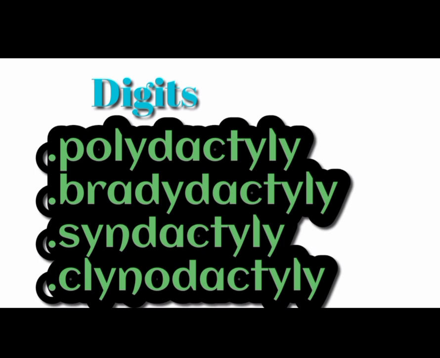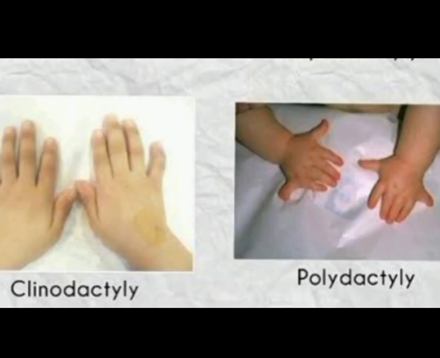Abnormalities of digits can affect both the fingers and toes in people with orofacial digital syndrome. These abnormalities include syndactyly, that is, fusion of certain fingers, brachydactyly, shorter than usual fingers, clinodactyly, that is curved finger, and polydactyly, that is presence of extra digits. All of these we can see in the figure.